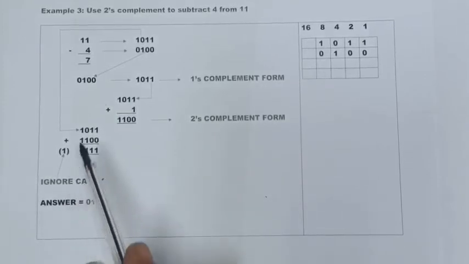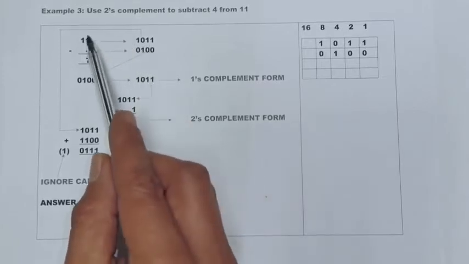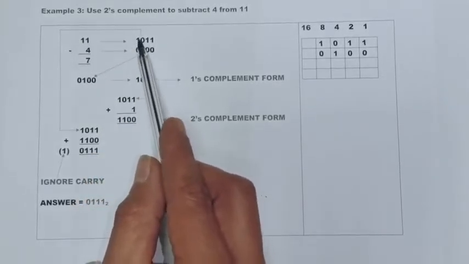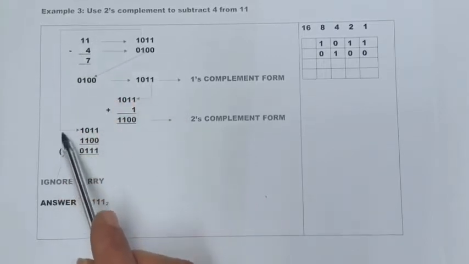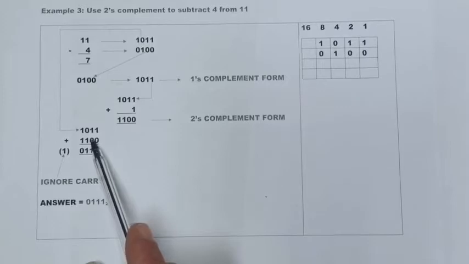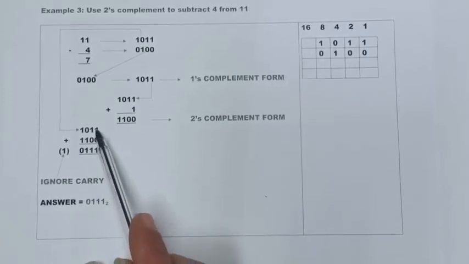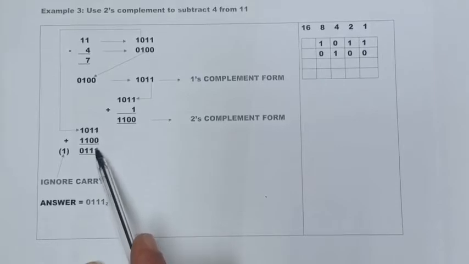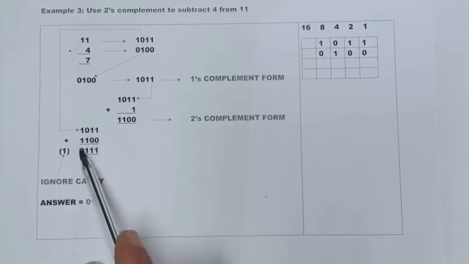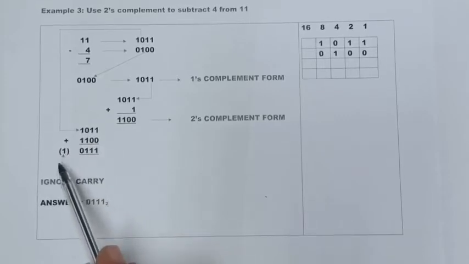Next thing that you will be doing is take the first value, which is 11, its binary equivalent. You will take that and add the 2's complement number to that specific binary value. That will be 1 plus 0 is 1, 1 plus 0 is 1, 0 plus 1 is 1, and 1 plus 1 is 0 with a carry of 1.